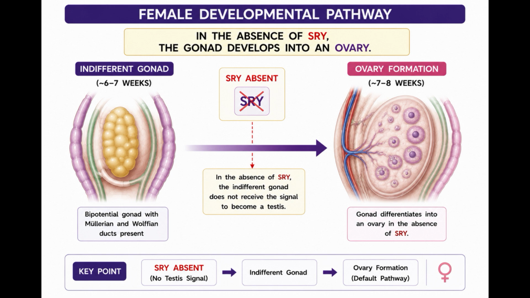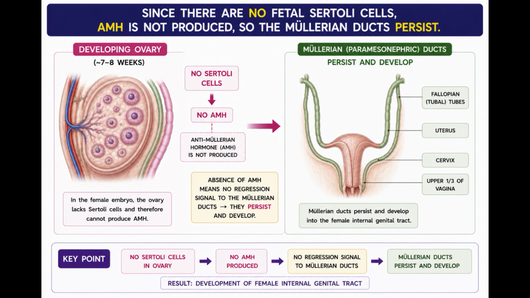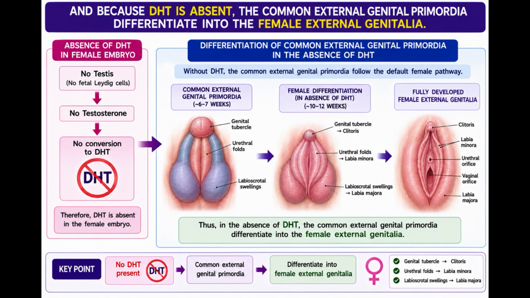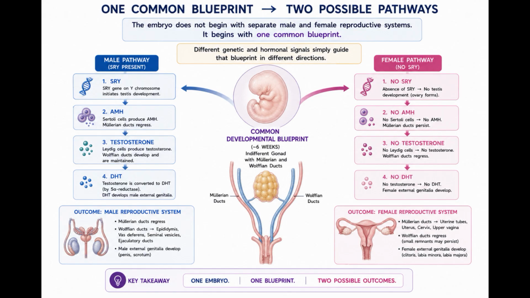In the absence of SRY, the gonad develops into an ovary. Since there are no fetal Sertoli cells, AMH is not produced, so the Müllerian ducts persist. Since there are no fetal Leydig cells, testosterone is not produced, so the Wolffian ducts regress. And because DHT is absent, the common external genital primordia differentiate into the female external genitalia. Notice something important. The embryo does not begin with separate male and female reproductive systems. It begins with one common blueprint. Different genetic and hormonal signals simply guide that blueprint in different directions.